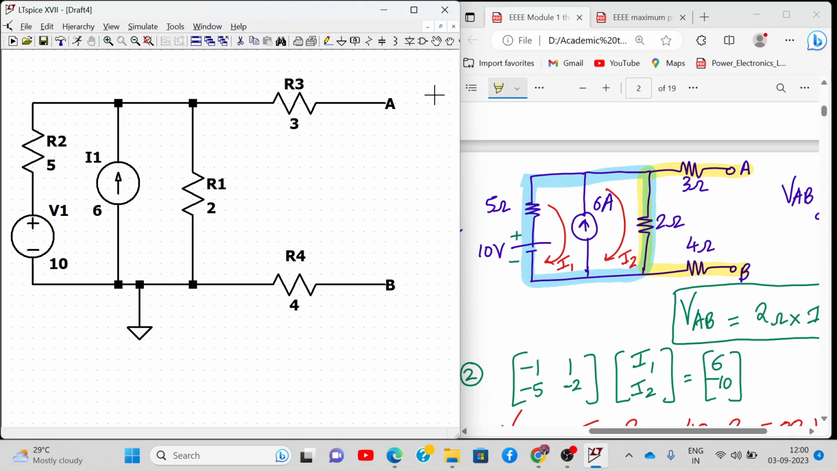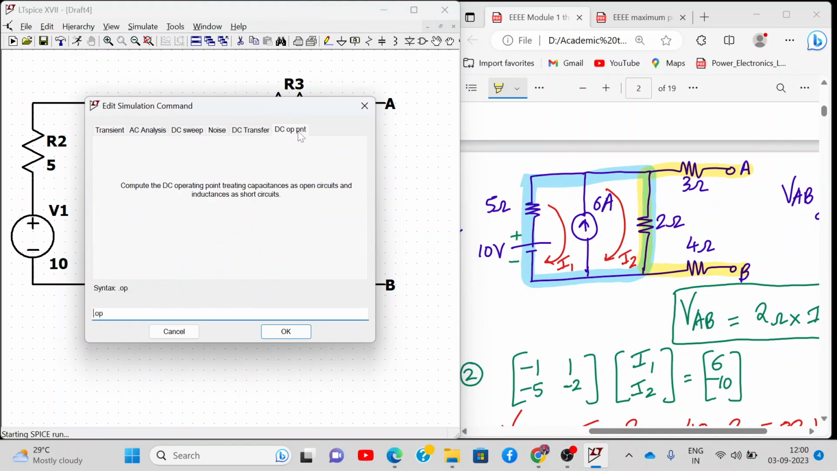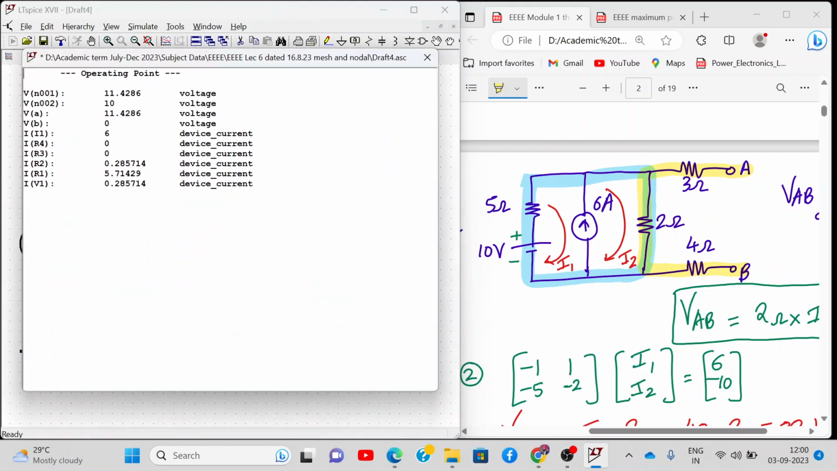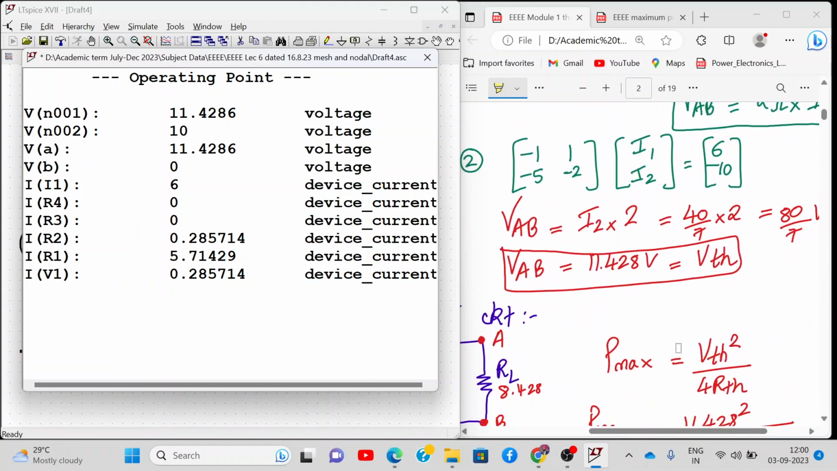Now I'll simulate it and calculate VAB. I'll run, go to DC operating point, click on OK. It will give me the value. Now VAB, see, B is 0, so VA. How much is that? How much did we get?